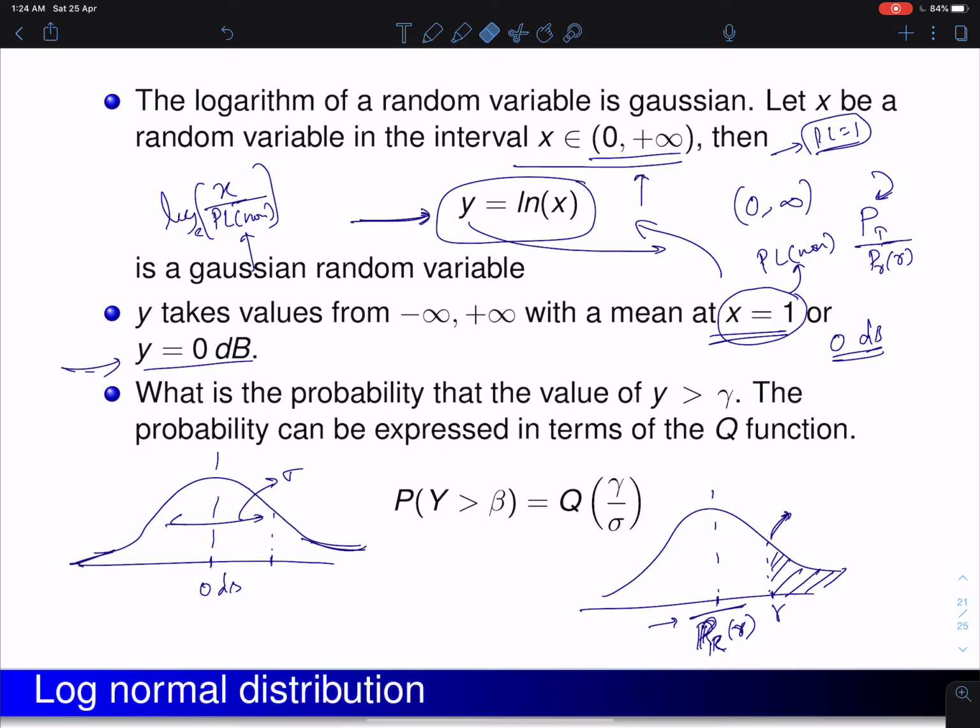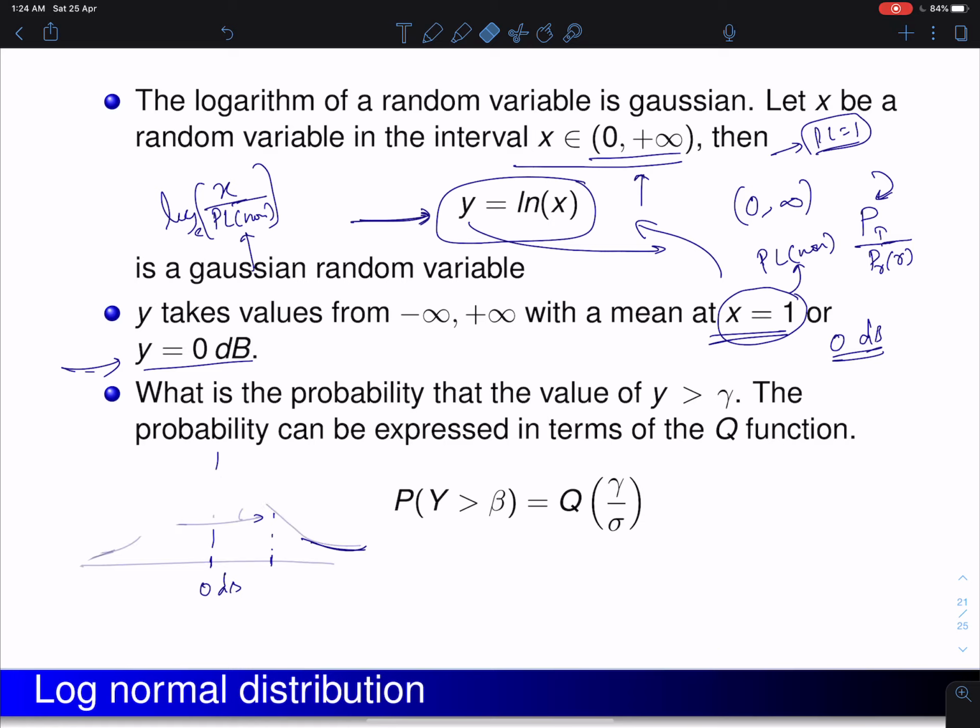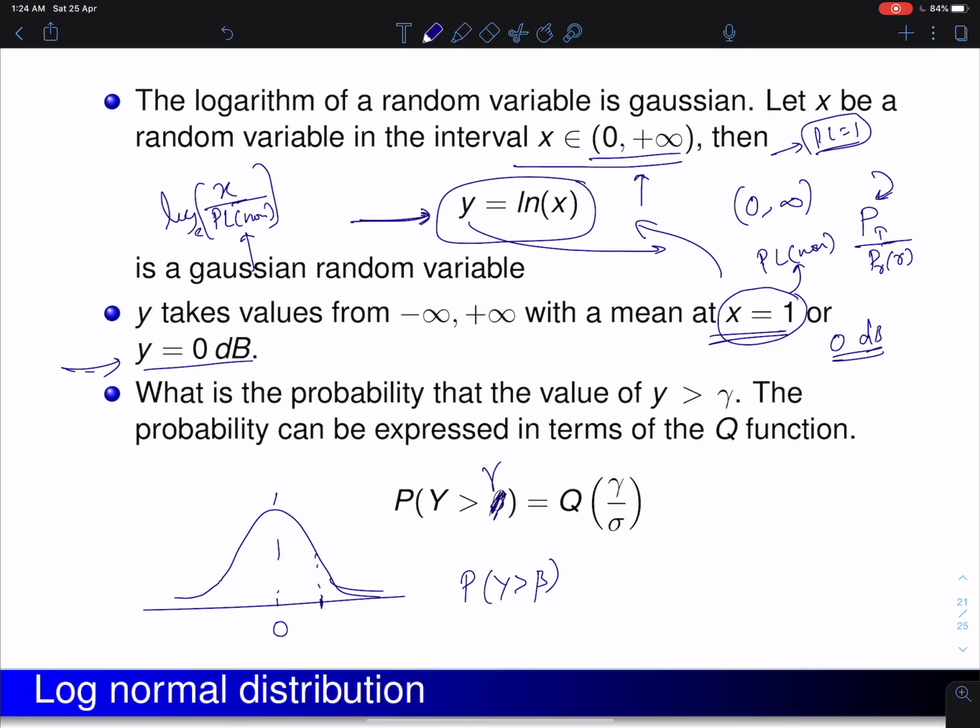So first I'll just start with a very simple Gaussian random variable problem. Let's assume we have a Gaussian random variable with 0 mean and a variance sigma. Then if I ask you to find what is the probability that this random variable y is going to be greater than beta, where beta is of course greater than 0, or gamma here, I'm sorry, this is gamma. So the probability of y greater than gamma is given by q of gamma by sigma.